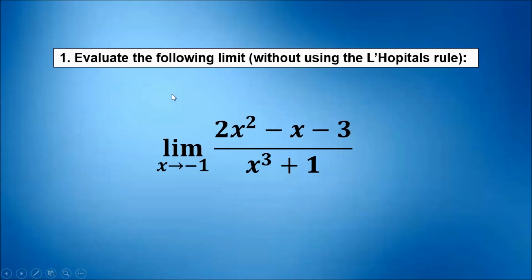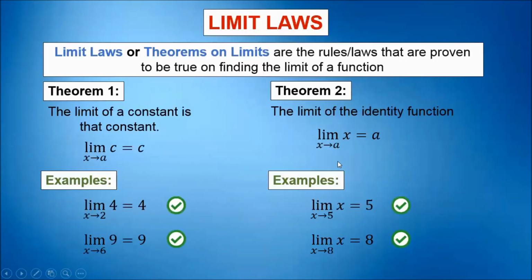The instruction is evaluate the following limit without using the L'Hopital's rule. So meaning to say, we're going to determine the limit of 2x squared minus x minus 3 all over x cubed plus 1 as x approaches negative 1. Before we solve this problem, let us review first our previous topics. We're done discussing the limit laws.